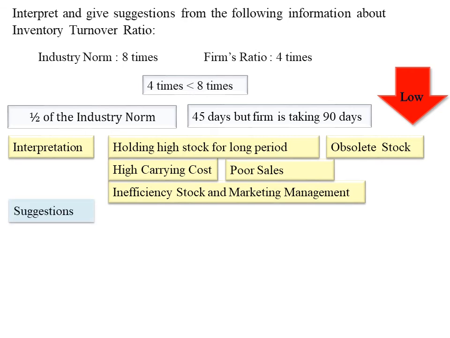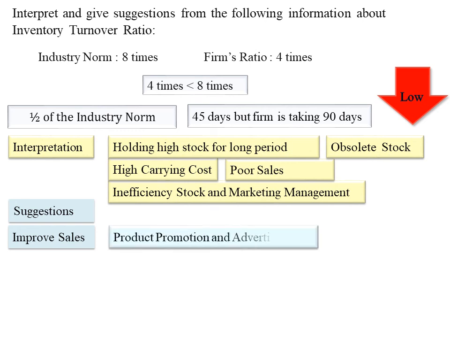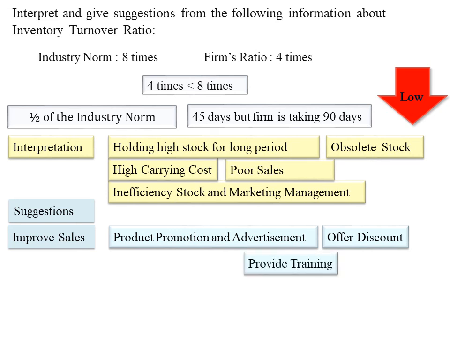Now as the firm's ratio is low, while suggesting we need to focus on improving our numerator and reducing our denominator. Therefore our focus should be on improving sales and reducing stock. Therefore the suggestions are: first, the firm has to improve sales. But how? By focusing on product promotions and advertisement, by selling out stock by offering discounts, by providing training to sales staff, by keeping in touch with market changes to fulfill customer demand in time.